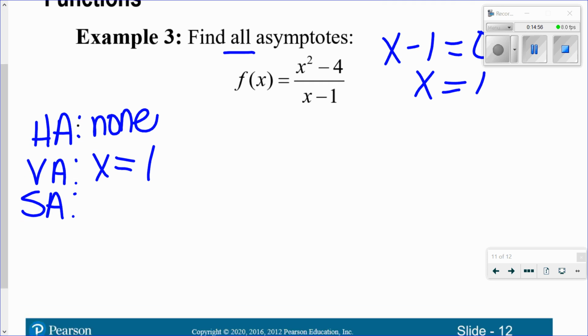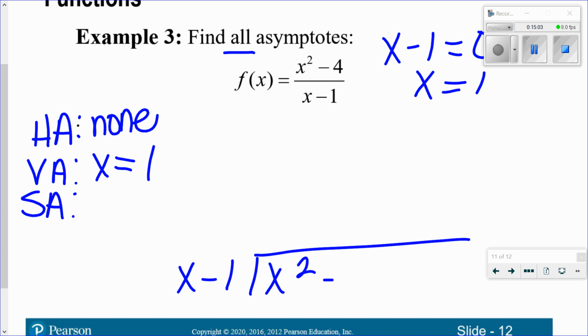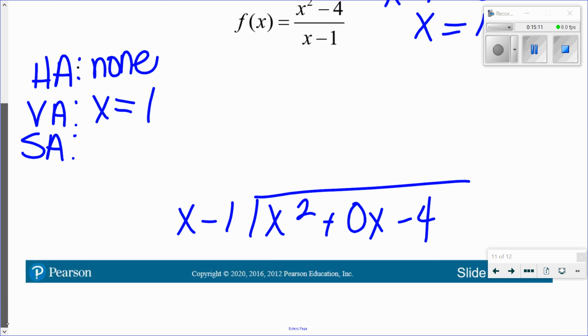And my slant asymptote, I'm going to go ahead and do the division. So I have x minus 1, x squared. Now this one is missing a term, so we need to go ahead and put a placeholder in there, and we can actually put that as a plus 0x minus 4. Okay, I have to have a place to write my single x's. All right, so x times what gives me x squared? x times x. So x times x, that's x squared. x times negative 1 is negative 1x.